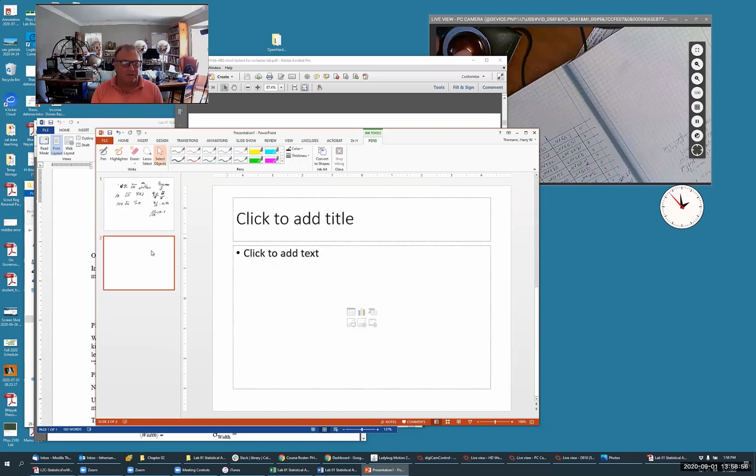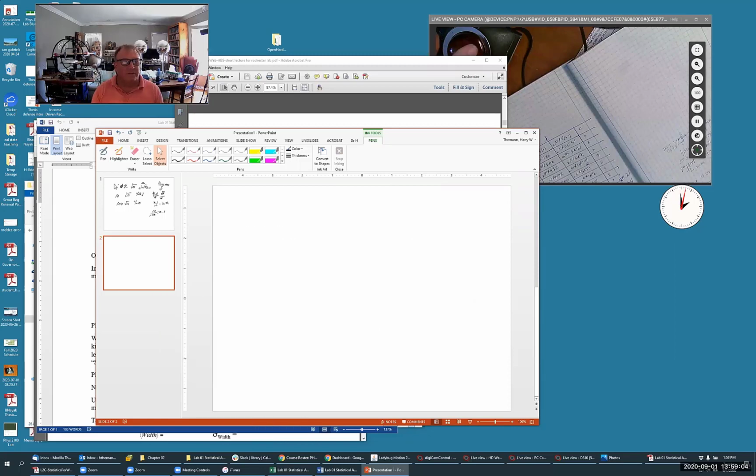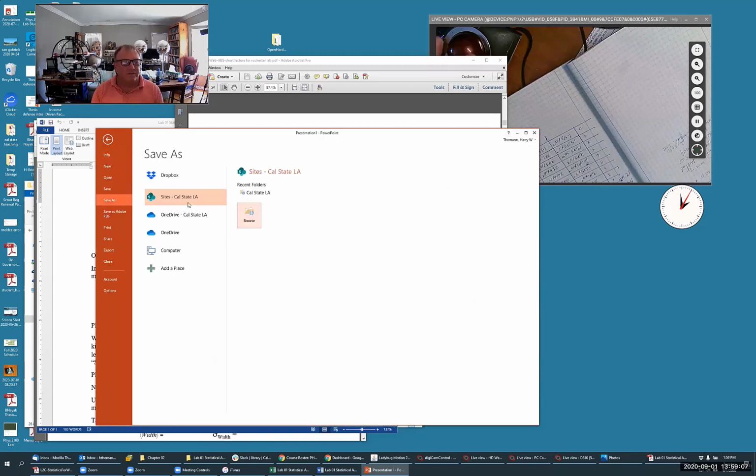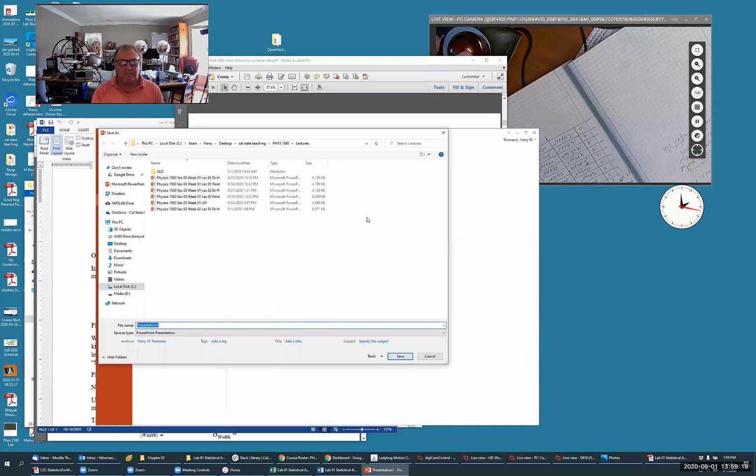Okay. I want layout. And let's see, save as, computer. Let's see, I want 2100 labs. I don't see it, so I'm just going to have to find it. I'm not, oh, hey. Yeah, I'm going slowly.